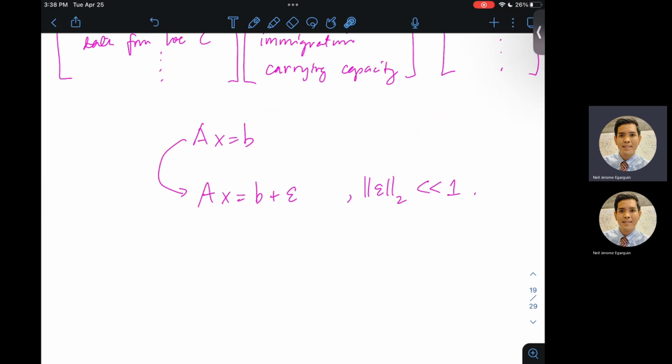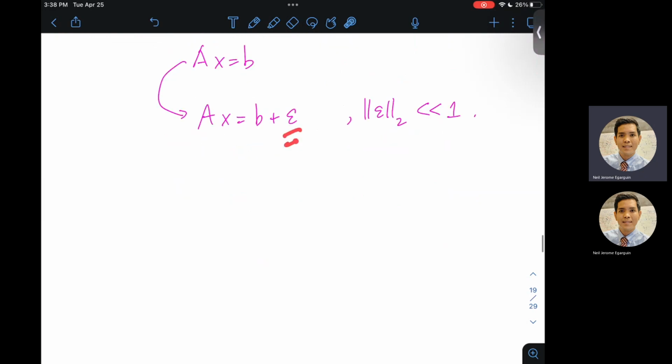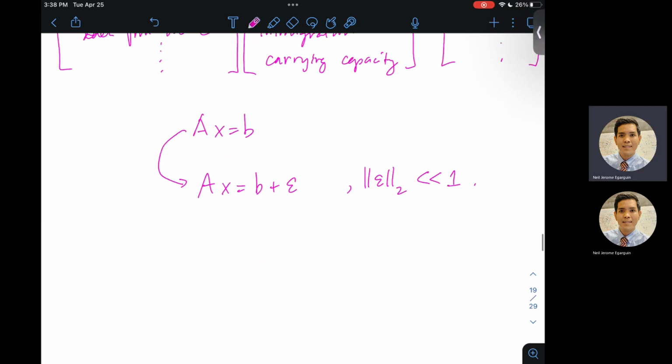But what really happens in nature is the system AX equals B. The ideal scenario is that whenever epsilon is small, the solution we get from this noisy system should be very close, should be proportionally close, to the solution here. So for instance, let me solve this and say I get x1. X1 is A inverse B, or A pseudo inverse B.